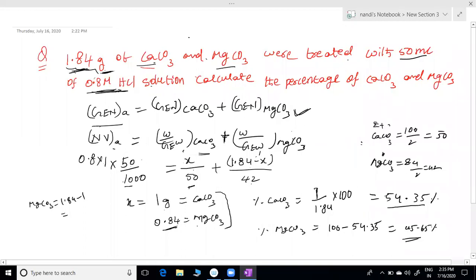Clear? Okay, Giri Prakash, that is the process. Whatever you are getting, your answer is correct. You can proceed, but the process is this. Clear?